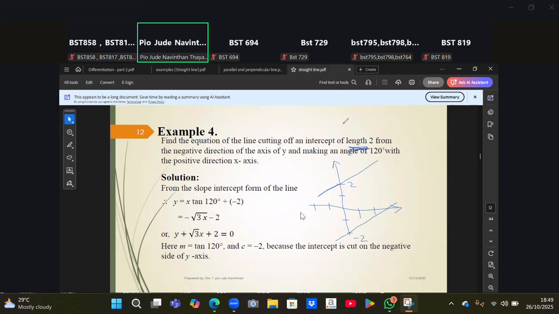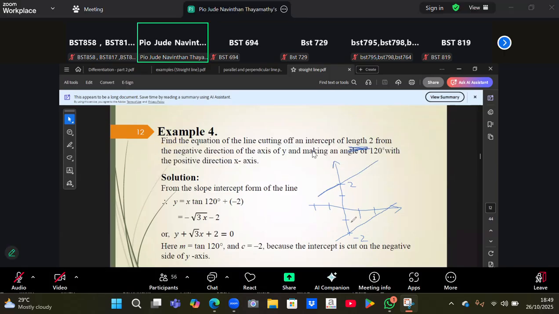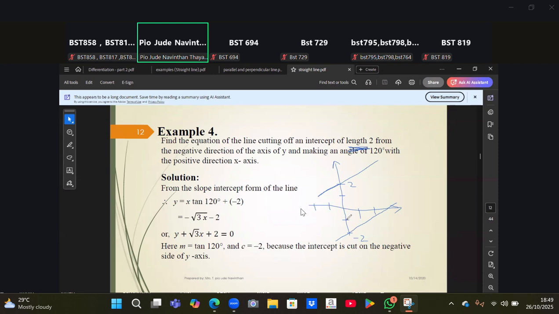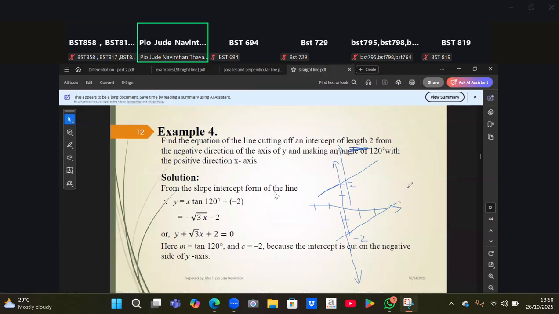C is length 2, right? C is okay. It may be this 2 length, but additionally they are saying from the negative direction of the axis of y. So the negative direction of the y-axis is this part, right? This part is the negative direction, and this one is the positive direction. So they are saying in the negative direction that is the case. Your y is this. So this is true, -2. So simply they can say no.